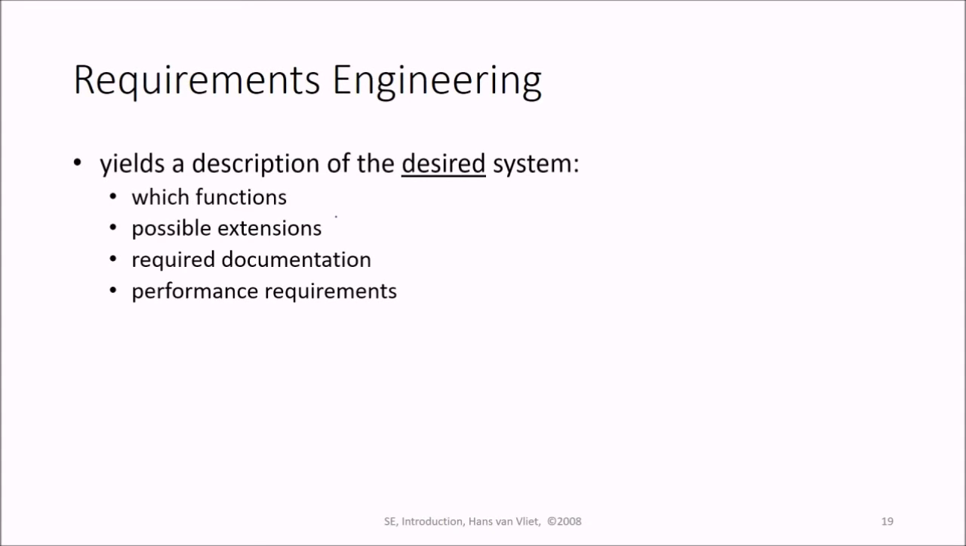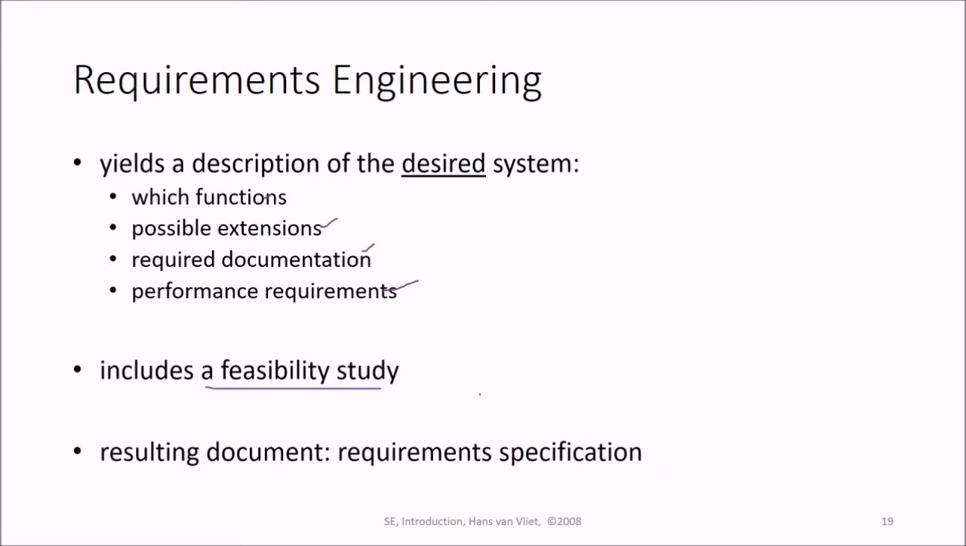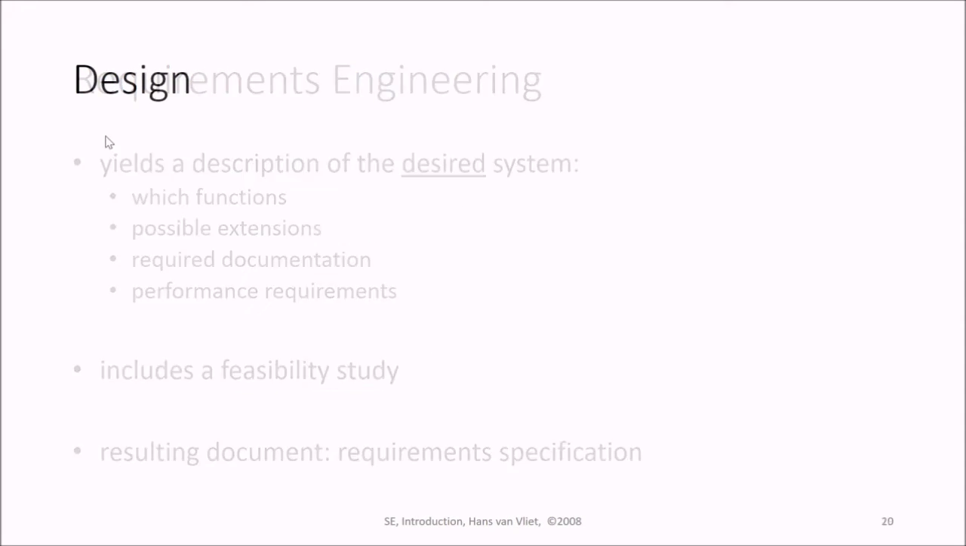So this requirement engineering, the first initial step, yields a description of the desired system. That means which functions, possible extensions, required documents, and the performance requirements. So functional and non-functional requirements. This includes the feasibility study, whether this problem can be easily solved. The resulting document of requirement engineering is nothing but the requirement specification.